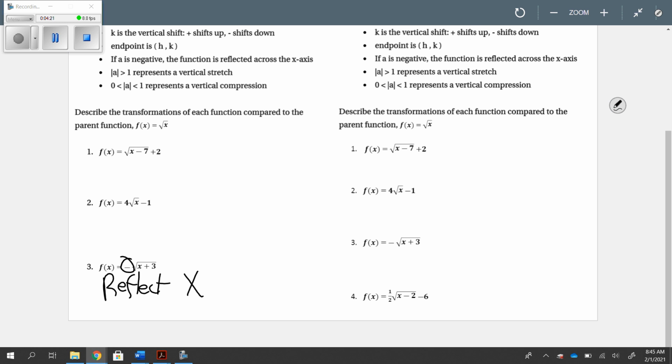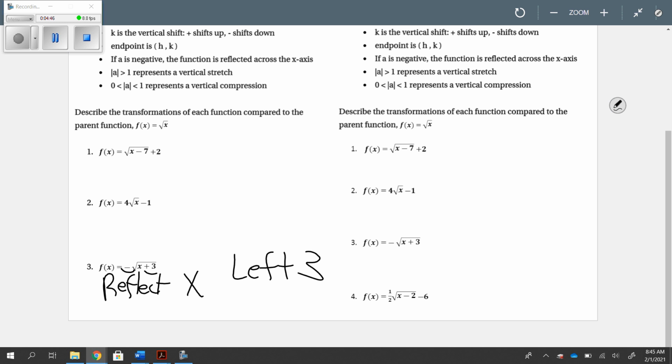And then we see that plus 3 inside, so it tells a lie. So it's really going to be left 3. All right, because this x plus 3 inside the square root tells a lie. So instead of right 3, it's actually left 3. And that's it. Because of that minus on the outside, reflect across x. And then inside the parentheses is x plus 3, so you'll go left 3.